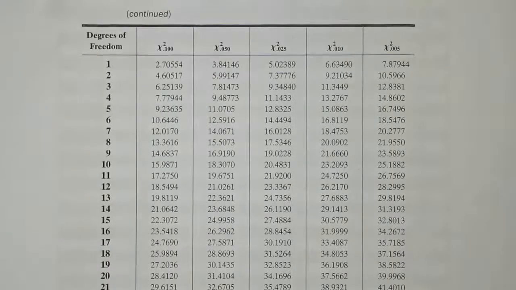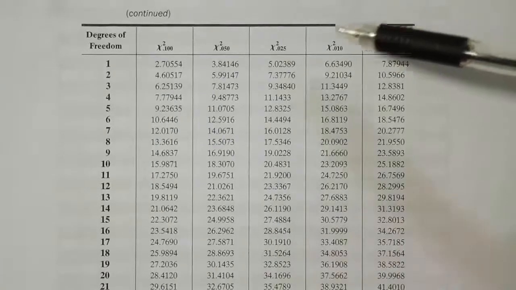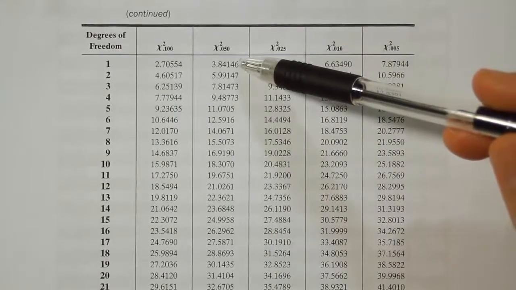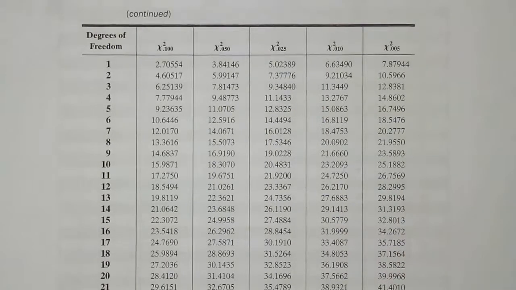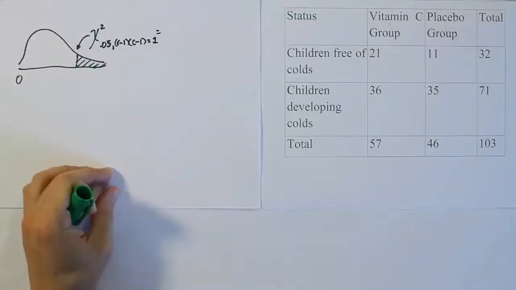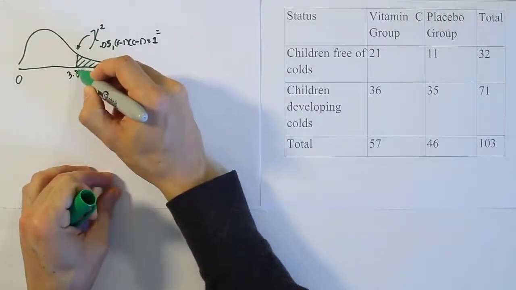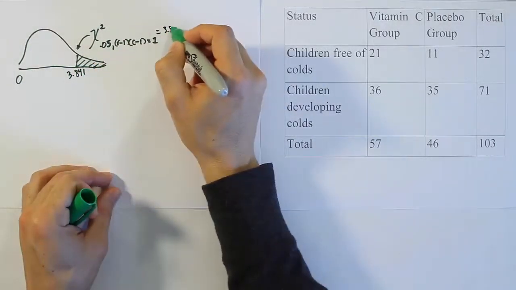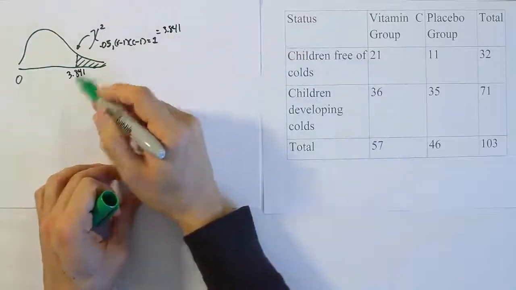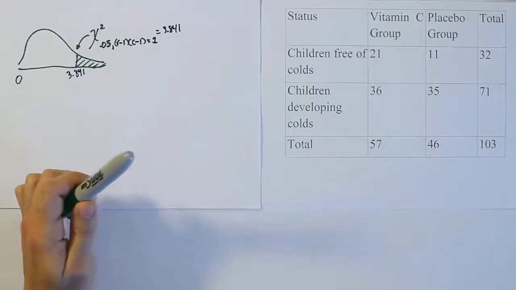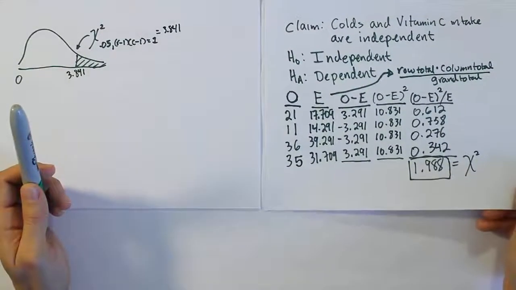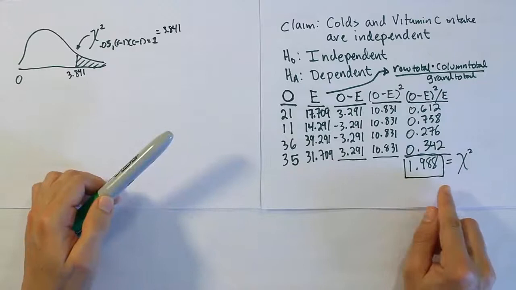Okay, so I'm on the chi-squared table looking at 0.05 with 1 degree of freedom. We get the answer 3.84146. So our critical value turns out to be 3.841. Now, that critical value, when compared against our chi-squared test statistic, which turned out to be, if you remember, 1.988.